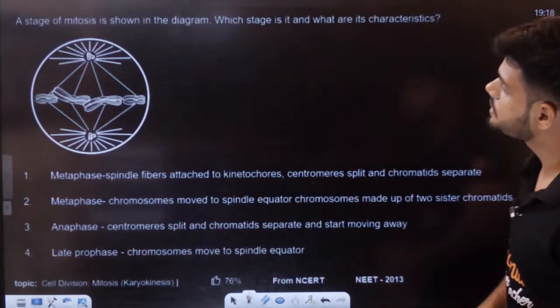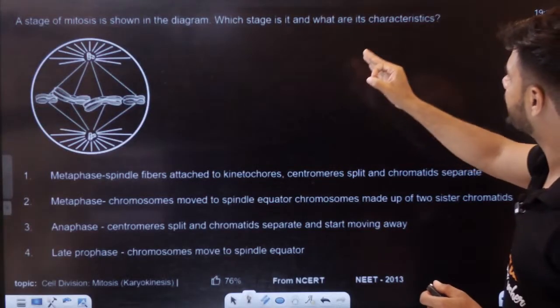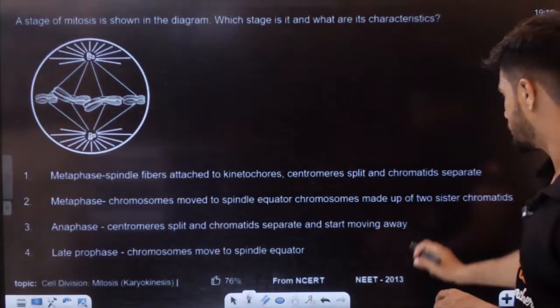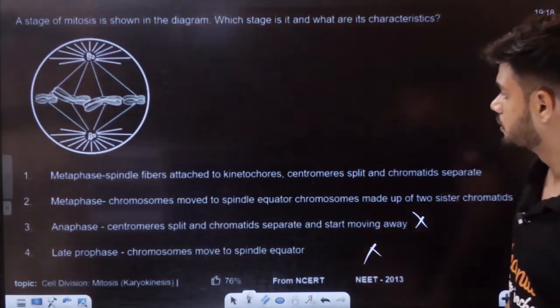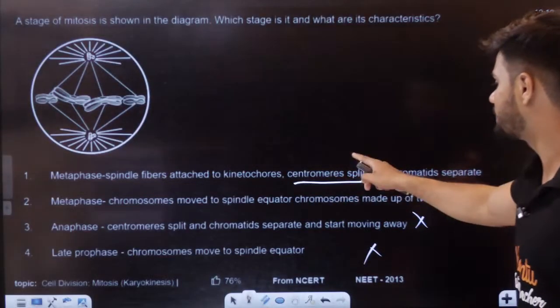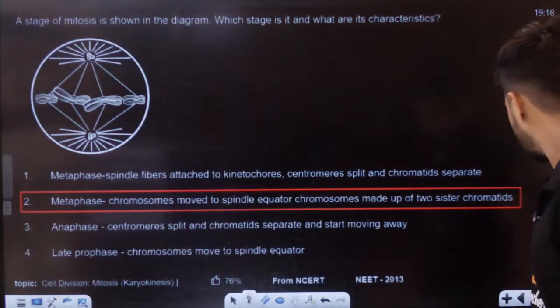Okay. Now, students, at the stage of mitosis shown in the diagram, which stage is it? This is metaphase, first of all. So these two are gone. Spindle fiber attached to kinetochore, centromere splits. Centromere split happens in the case of anaphase, gone. Option number 2 is the right answer, students.